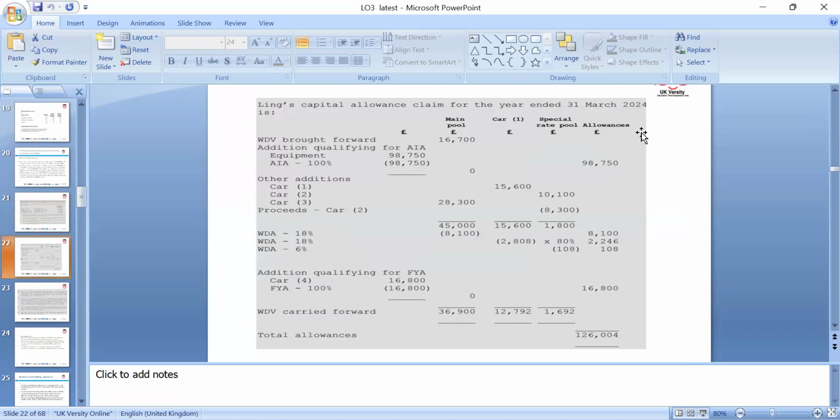We have cars, so we can look at those cars for the special pools and the proceeds of the car being sold off. So what is the net amount we have now on the main pool, car and special pool, and we can calculate the allowance. So we have an 18% allowance rate in the year. So 18% of 45,000, and then 18% on the car and special allowance, which we can look at as well. So we can calculate these accordingly, and that's our total allowance which we can claim.